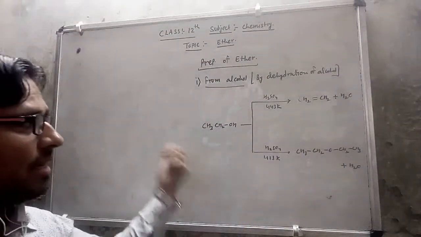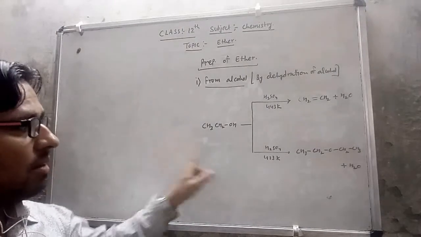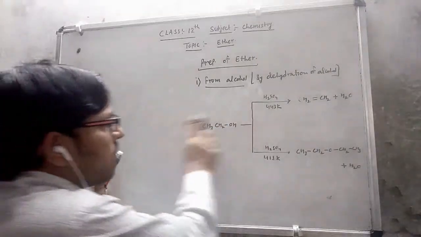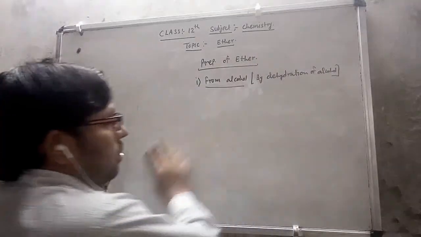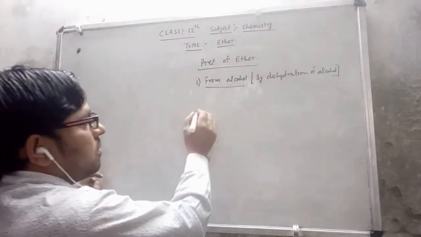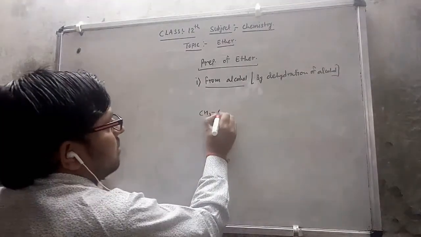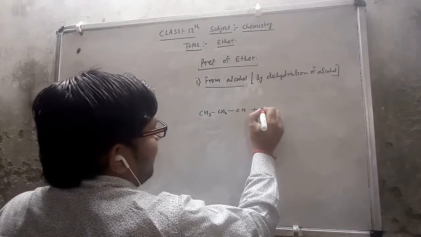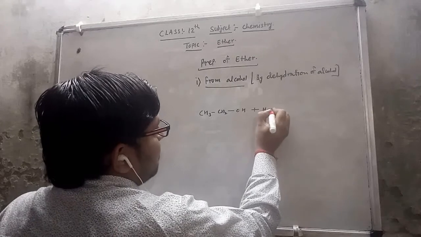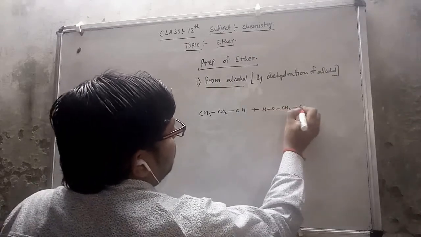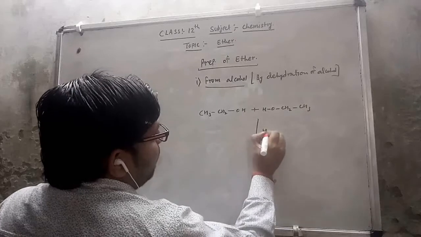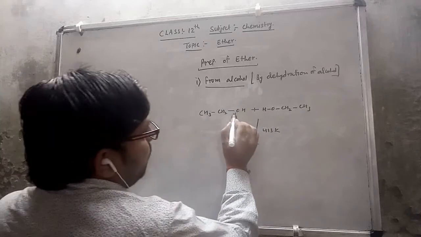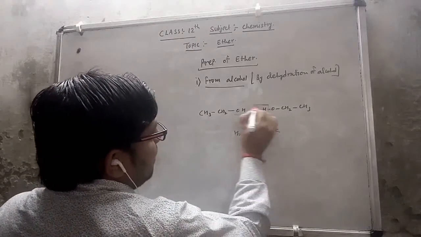How we will get the ether, that I will discuss with you, that means how this reaction proceeds. Suppose I have two molecules of ethyl alcohol. This is the one molecule, CH3CH2OH. The other molecule, I can write in this way, this is HOCH2CH3 at 413 Kelvin. H2SO4 is available here. So from here one water molecule is eliminated.